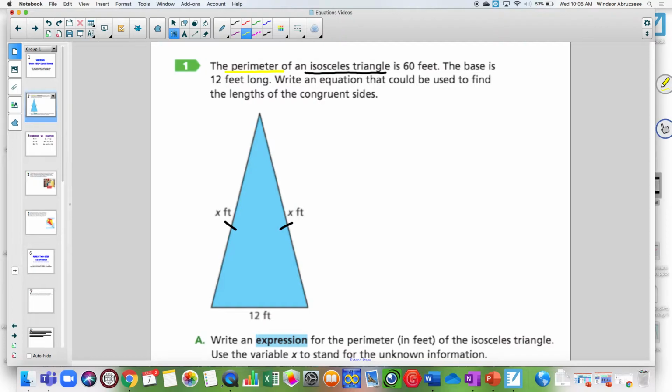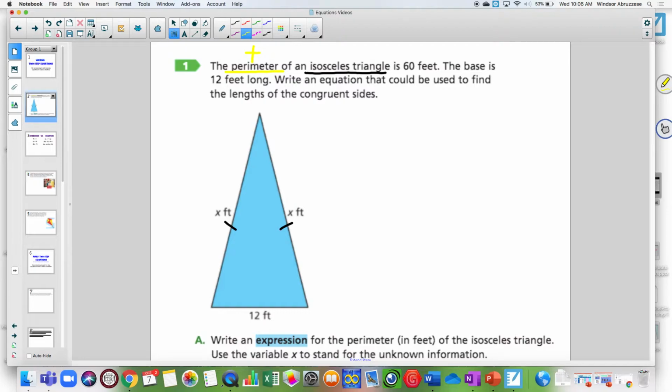So any word problem, you want to read it a couple times. The first time, you just want to read it. Read the whole thing through. The second time you read it, you're going to want to break down, okay, the perimeter of an isosceles triangle is 60 feet. Okay, what do I know in that sentence? I'm looking for perimeter, and do you know how to find the perimeter? Perimeter is when I add all the sides together.